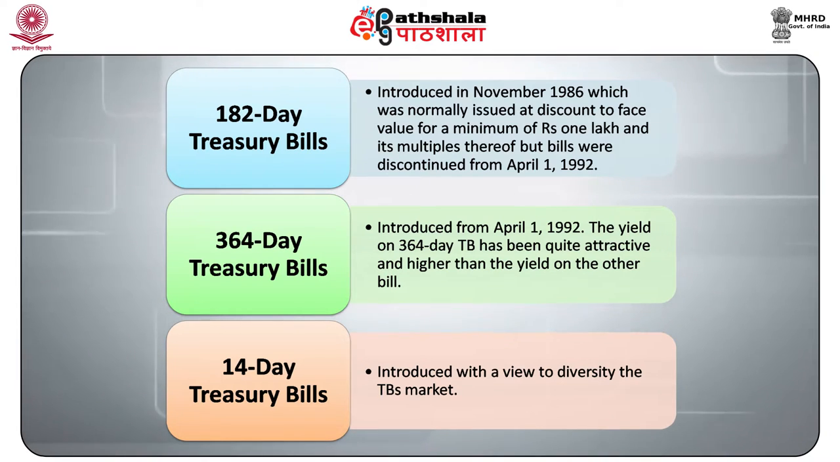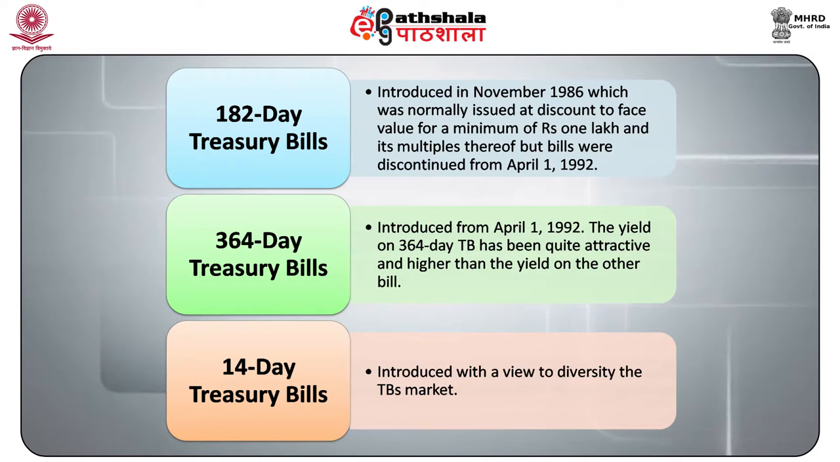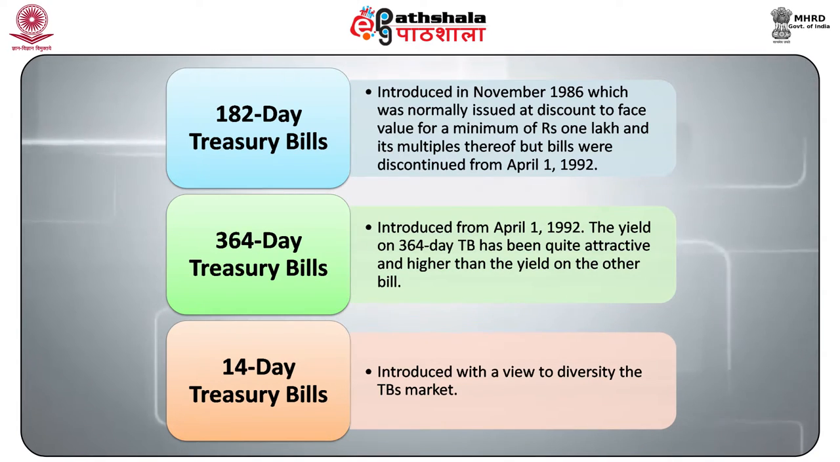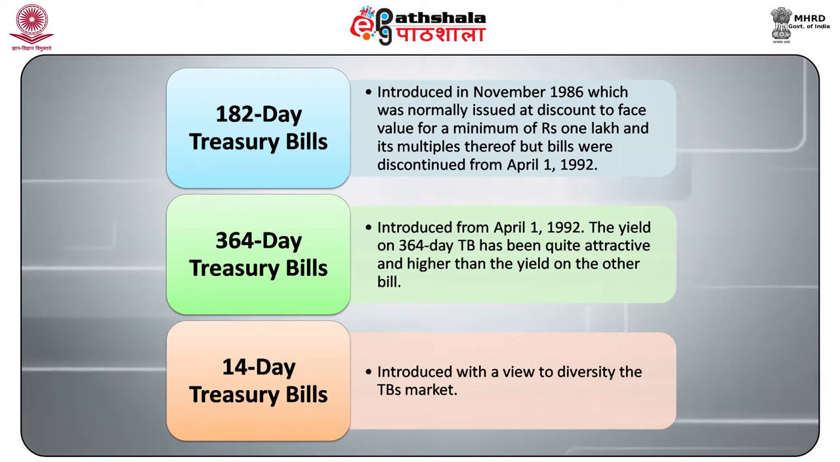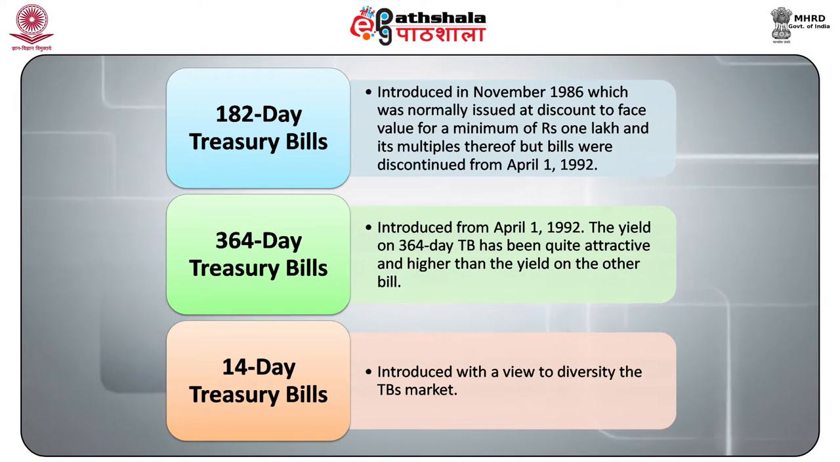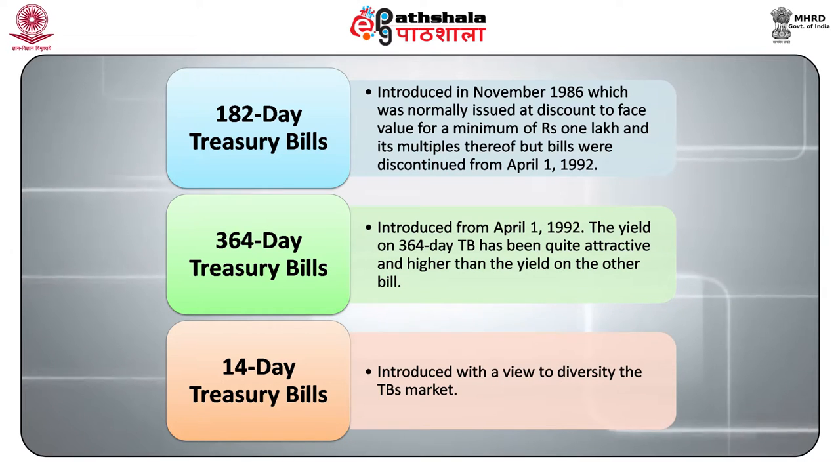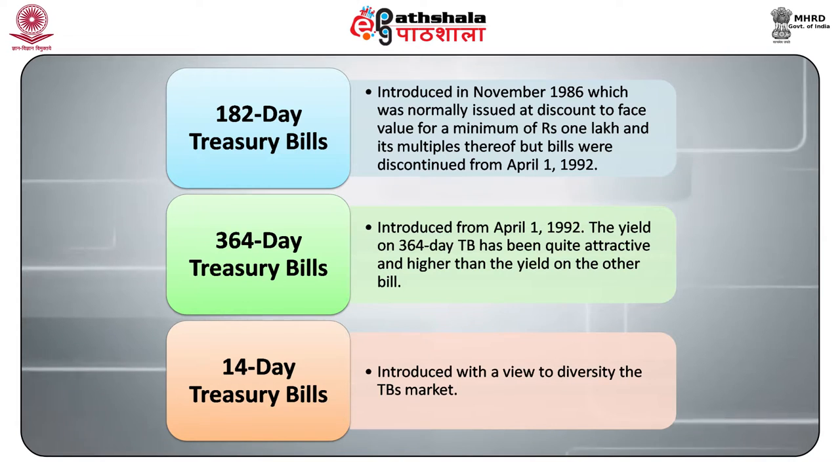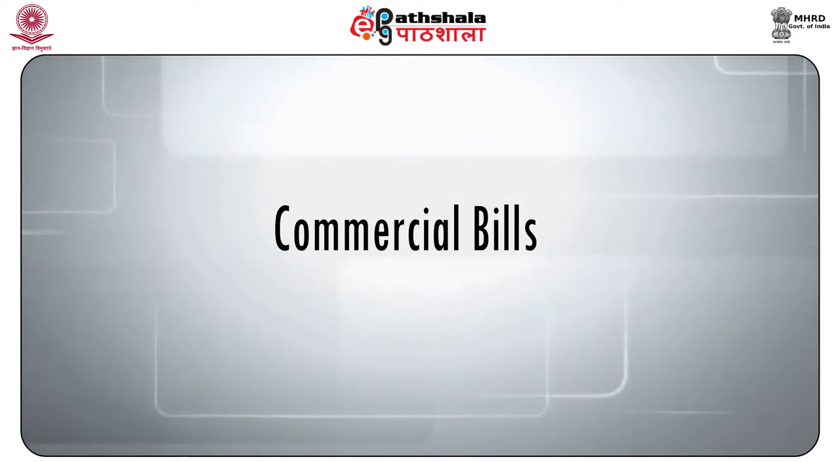Next, 14-day treasury bill was introduced with a view to diversify the TB market. On April 1, 1997, the first type of 14-day treasury bill, known as intermediate treasury bill, was introduced, which replaced 91-day treasury bill and was sold only to state governments and foreign central banks. And on May 20, 1997, the second type of 14-day treasury bill was introduced. Third, commercial bills.